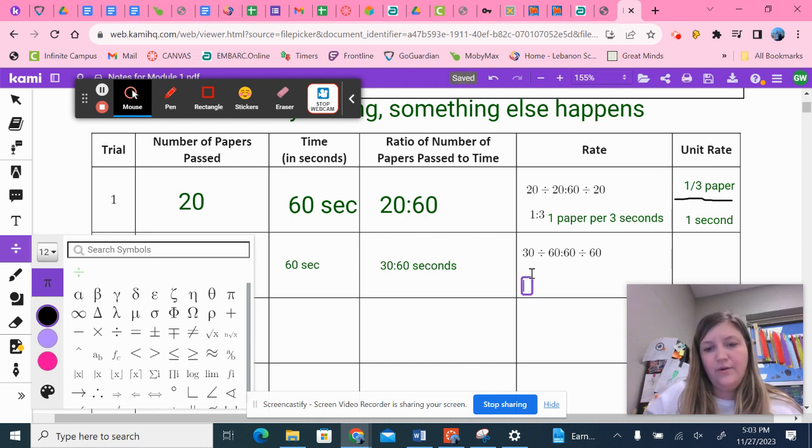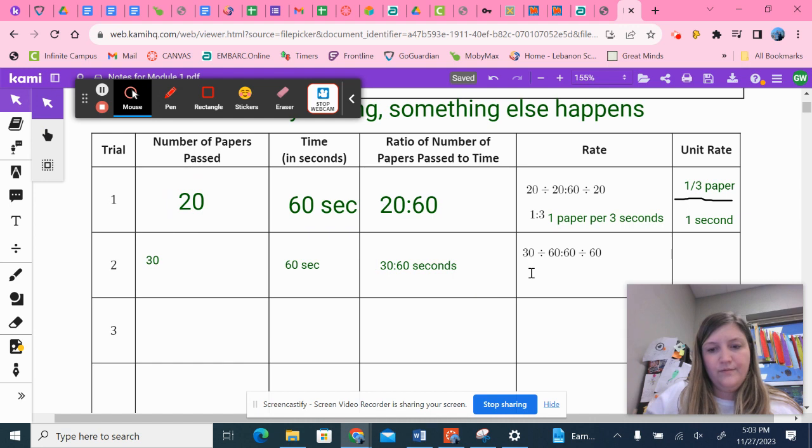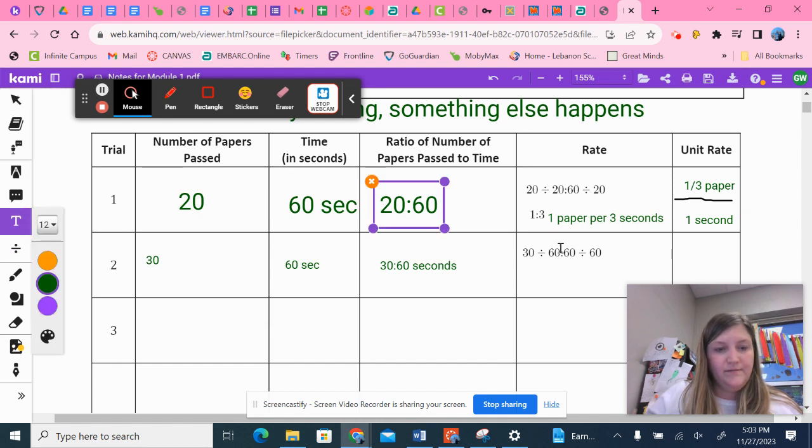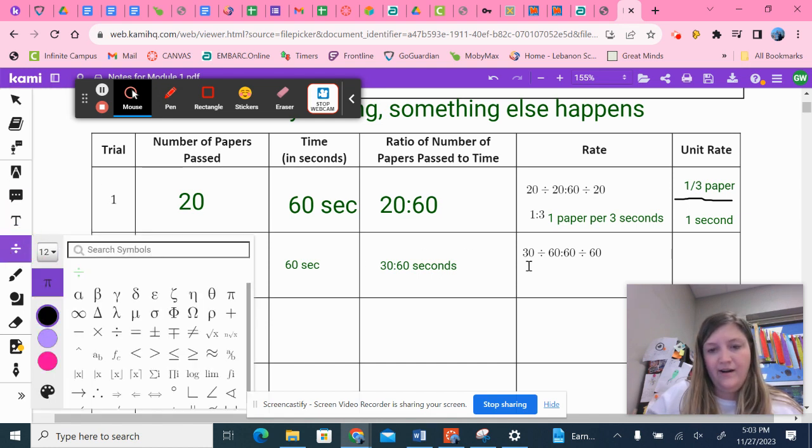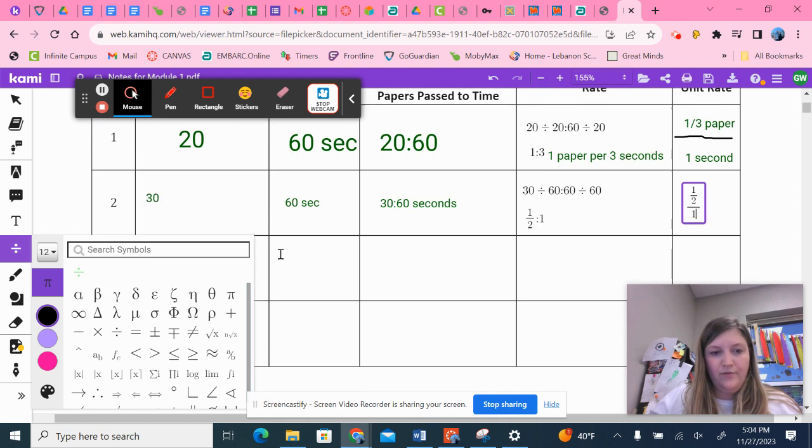That's going to give us a weird number. It's actually not too awful. It's going to give us a fraction. 30 divided by 60 is just 1/2. So it's 1/2 to 1. So half a paper per second. That's trying to do some weird stuff to us, but that's okay. So 1/2 to 1, and that means our unit rate is 1/2 a paper for every 1 second.